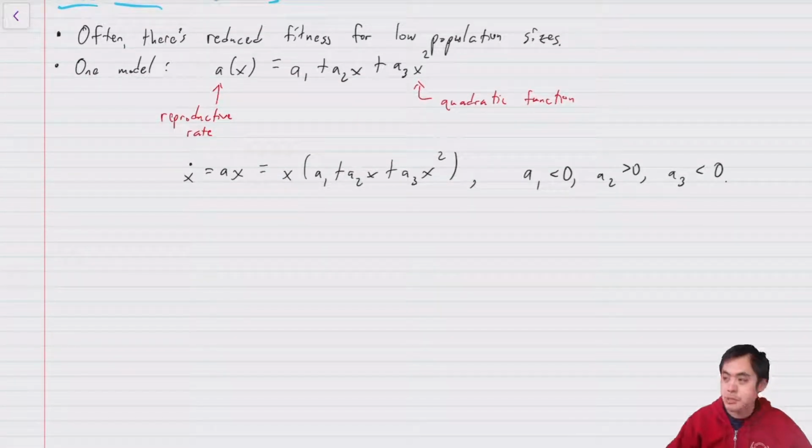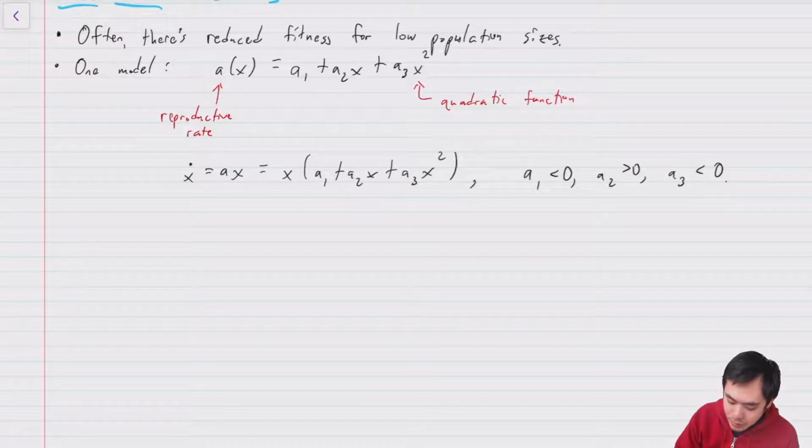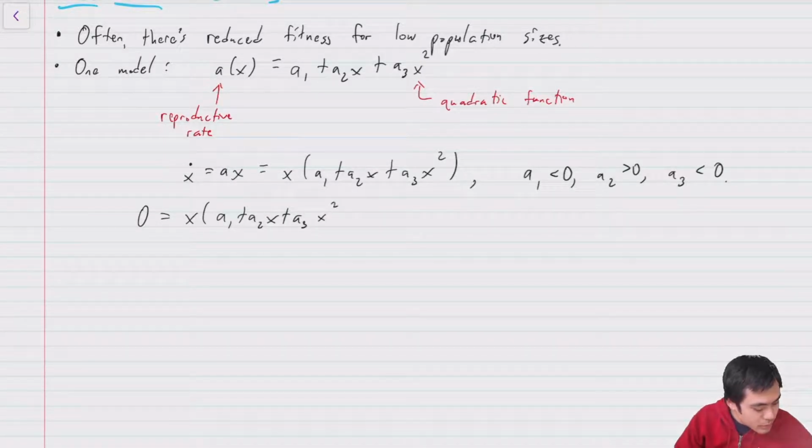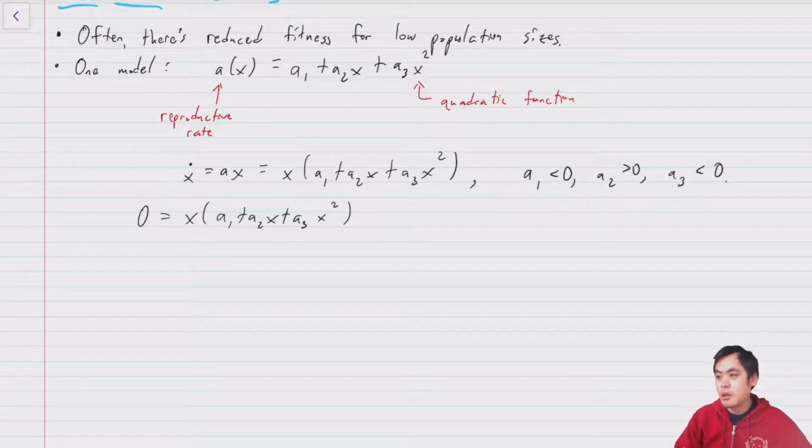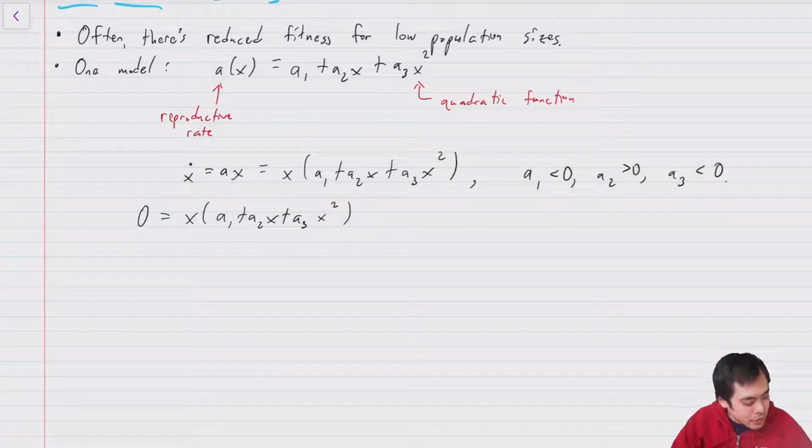Okay, so now what happens when we do that? Well, the first thing we want to do is, of course, solve for equilibria again. So in order to solve for equilibria, we get 0 is equal to x times a1 plus a2x plus a3x squared. And we're going to assume that we can factor this out.